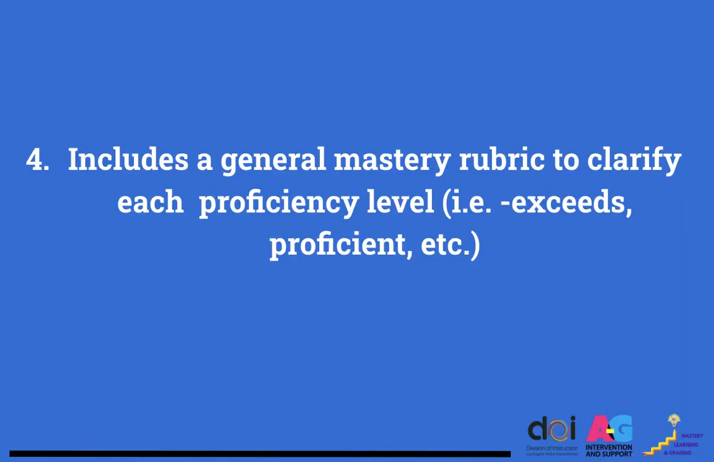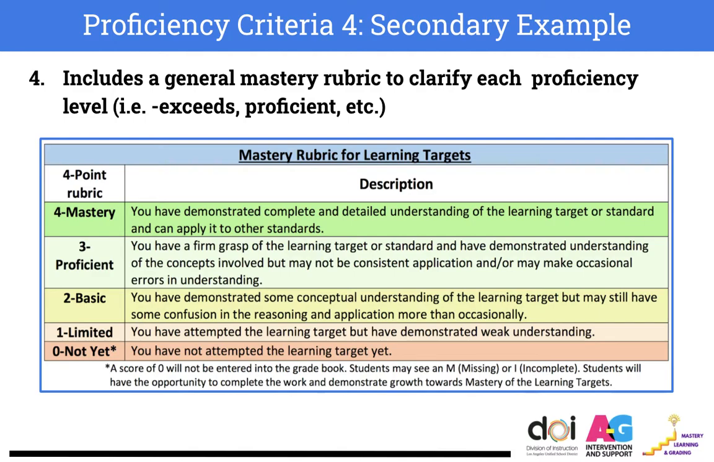The fourth criteria includes a general mastery rubric to clarify each proficiency level. In this example, the teacher has organized this information in a table, and their 4-point rubric is broken down as the level 3 demonstrating proficiency, with the level 4 being mastery, and the levels 2, 1, and 0 also outlining descriptions of those levels.